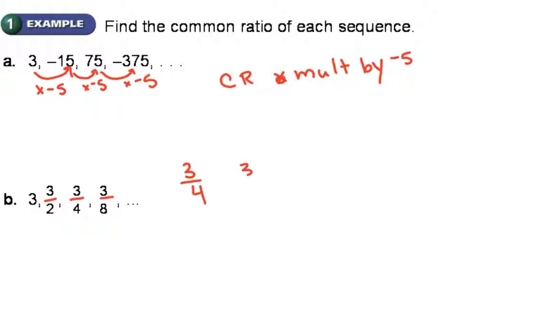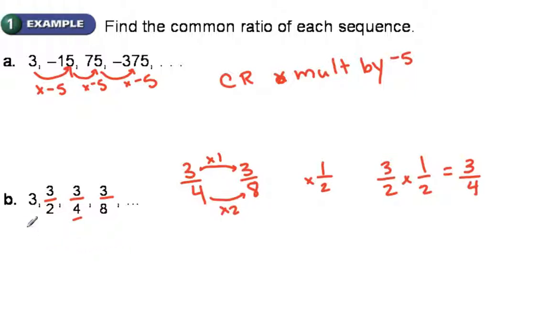3/4 and 3/8. What am I doing to 3 to get 3? We're just multiplying by 1. What am I doing to 4 to get 8? We're multiplying by 2. So this would be multiplying by 1/2. And to check that out, we'll take a look over here. 3/2 times 1/2. 3 times 1 is 3. 2 times 2 is 4. And bingo, that's what we get. So our common ratio is going to be multiplying by 1/2.